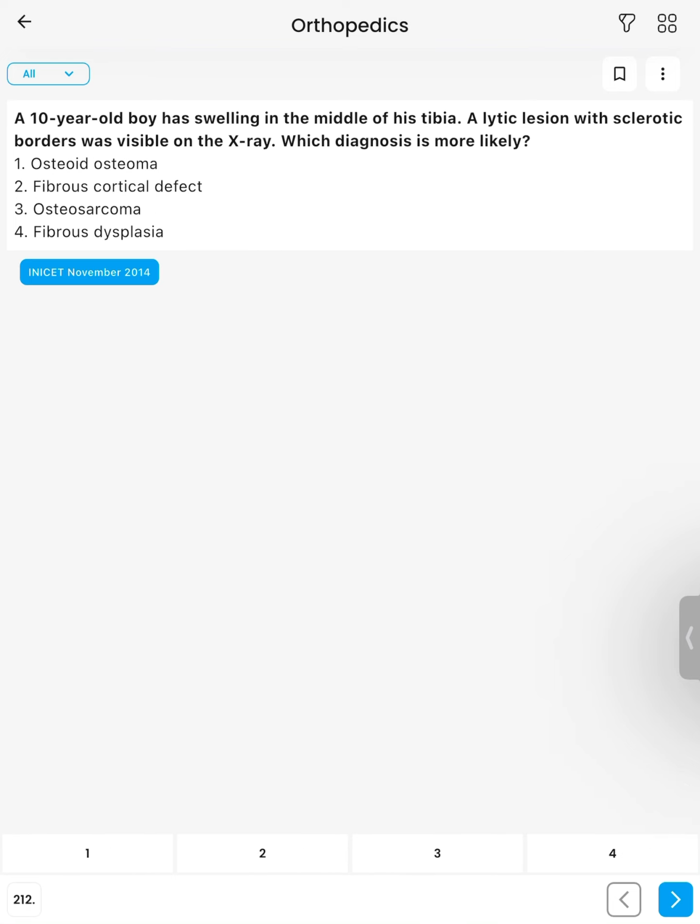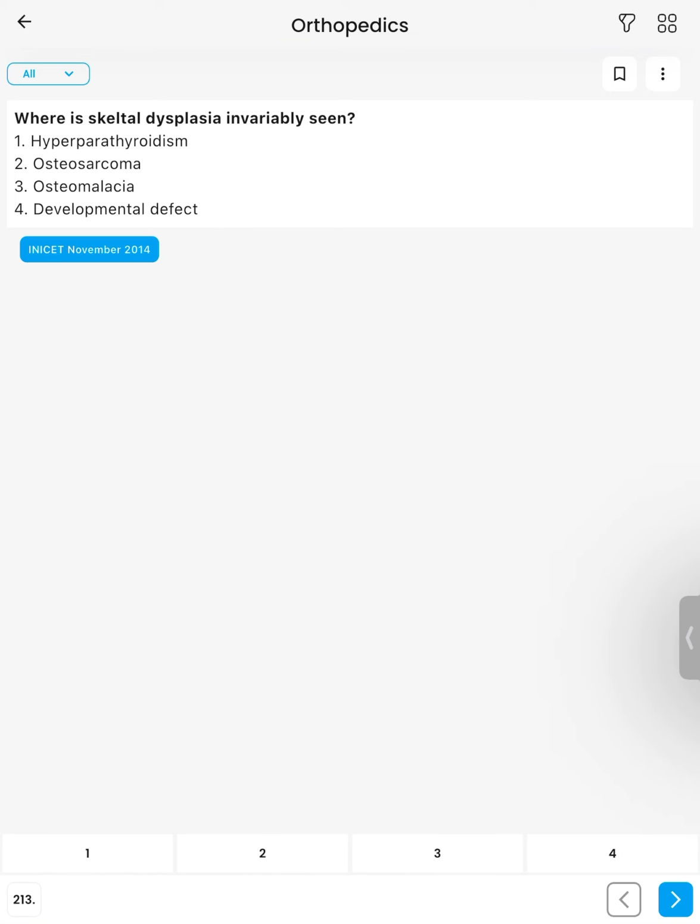10-year-old boy, swelling in the middle of the tibia, lytic lesion, sclerotic border. Diagnosis: first observe the age, 10 years, and the middle of the tibia, which means diaphysis. So we shall go with the answer.